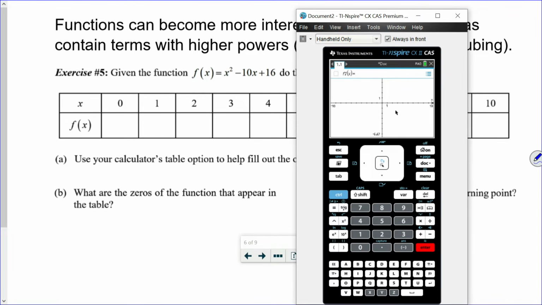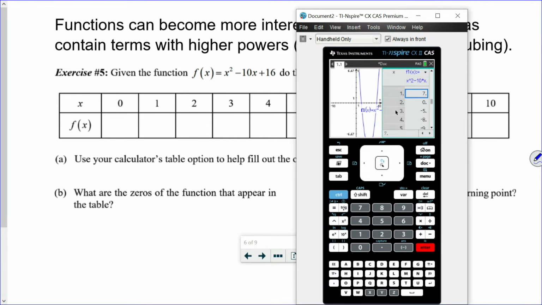All right, so what do I want? I want x squared minus 10x plus 16. I've got to make sure I've got that formula in there correctly. It looks good. I hit enter. Ooh, that's a cool looking graph. I don't really care so much about the graph. I just want that table. So I hit menu, 7 for table, and enter for a split screen table.